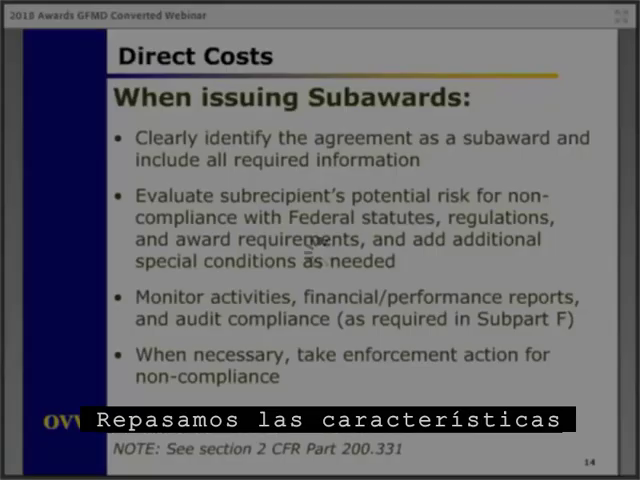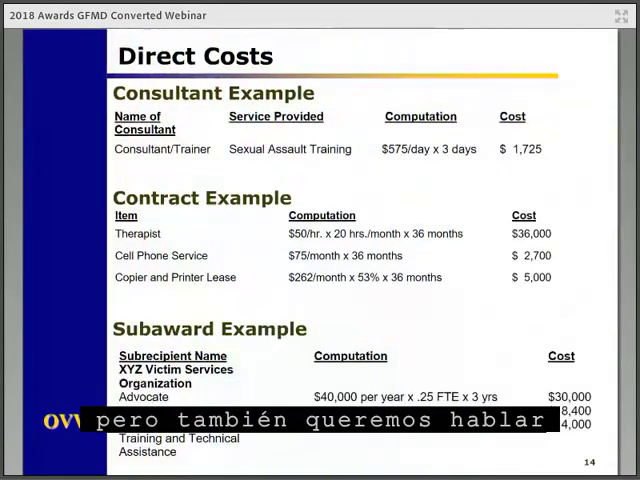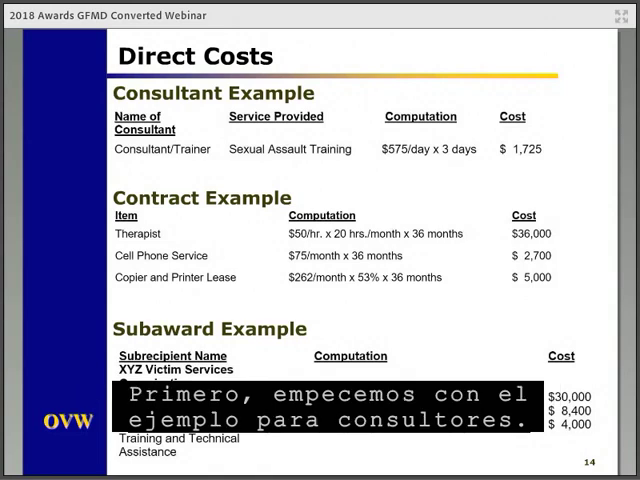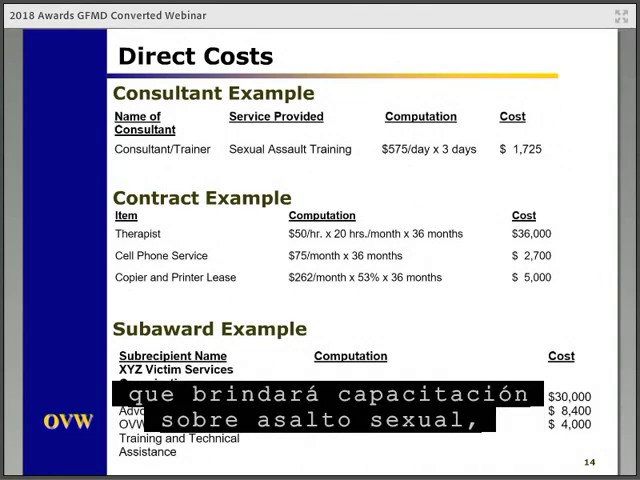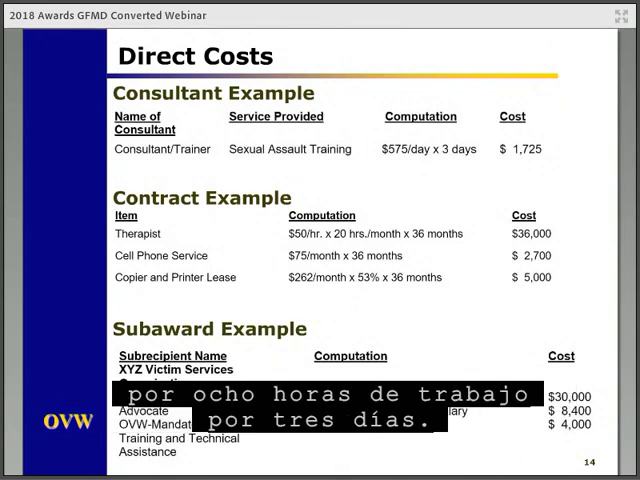So we went over the characteristics for contracts and consultants and subawards, but we also want to go over how you would demonstrate these costs in your budget. So first, let's start off with the example for consultants. Here we have a trainer who will provide sexual assault training, and listed in the budget is their daily rate of $575 for 8 hours of work for 3 days.